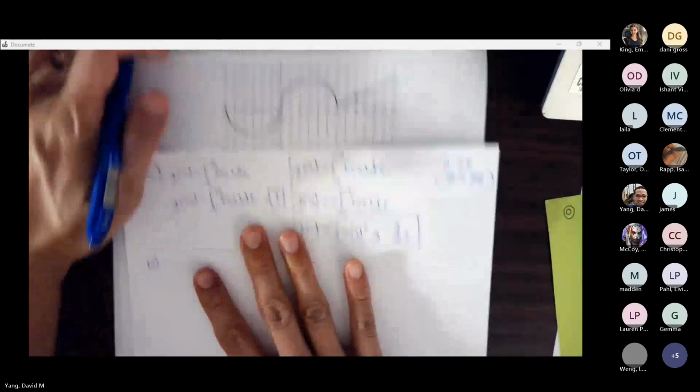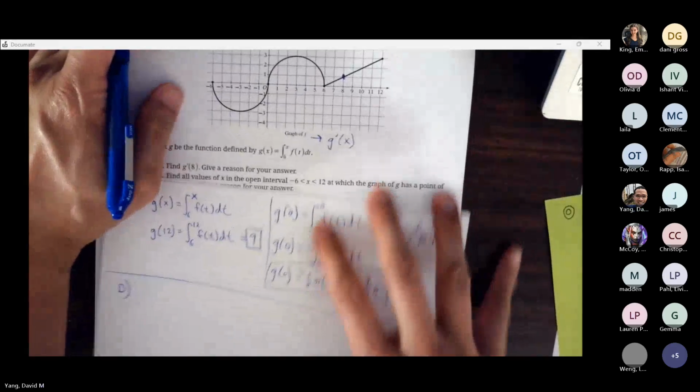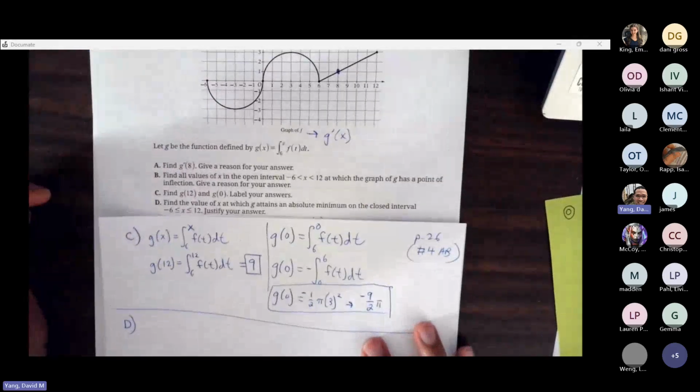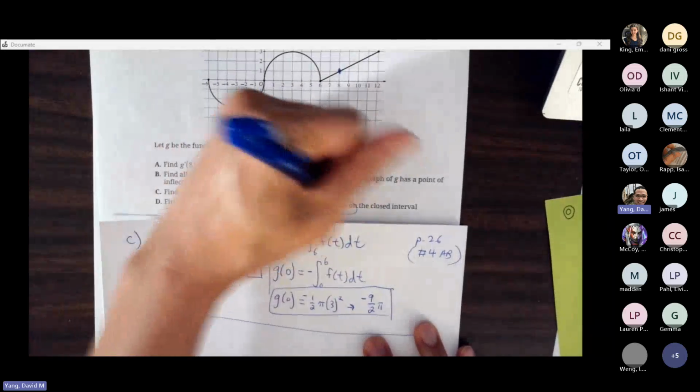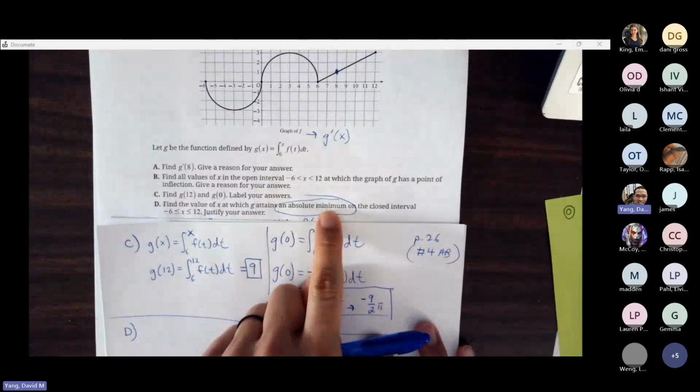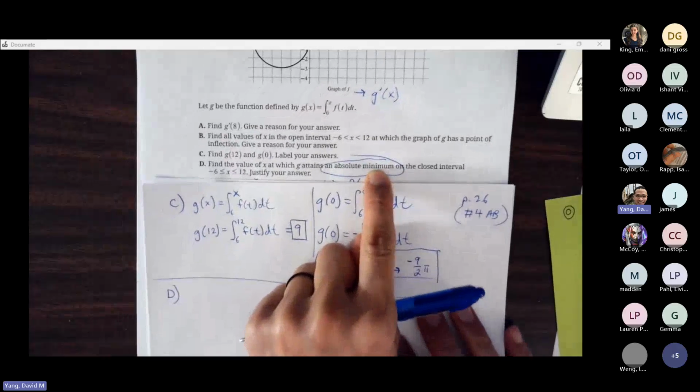Part D. Part D says, find the value at which G attains absolute minimum. So another key word there. So there's another extreme value theorem. So notice how many times extreme value theorem can potentially show up on your AP exams. In this case, this is the second time we've seen it.